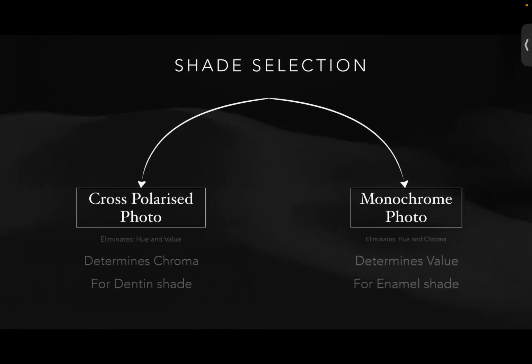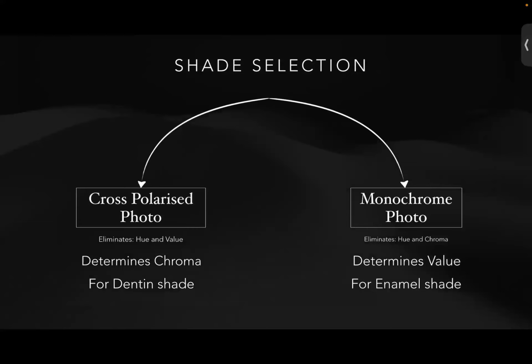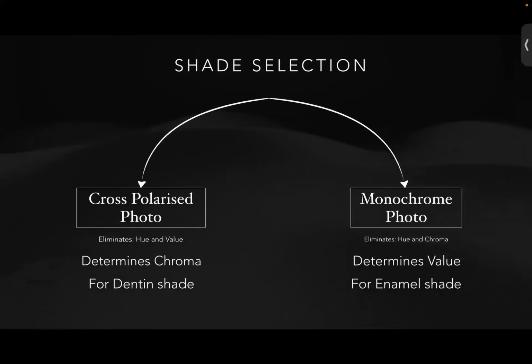Now, when we are going to do shade selection, there are two different methods, and it is best if you can go with both of them. Eventually, with experience, once you start to get a hang of it, you'll understand that, yeah, we can go with one method as well, any one method, right? So the two methods are taking a cross polarized picture or taking a monochrome picture. Okay. Now, a cross polarized photo is going to eliminate your hue and value.